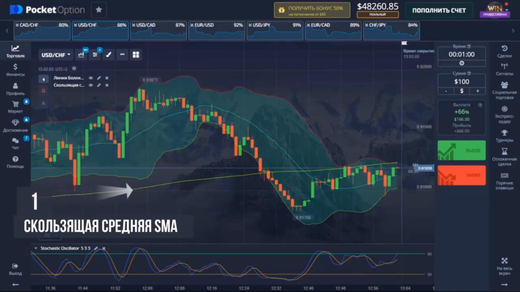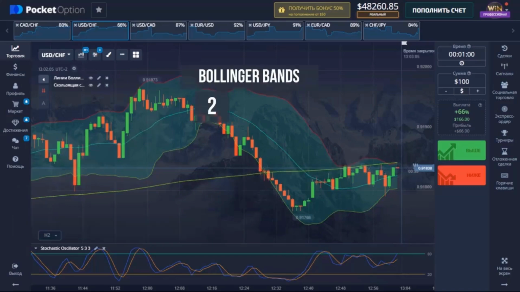This indicator is displayed on the Pocket Option chart as a broken line. Candles located above it indicate an uptrend, while prices below it signal a downtrend. 2. Bollinger Bands.